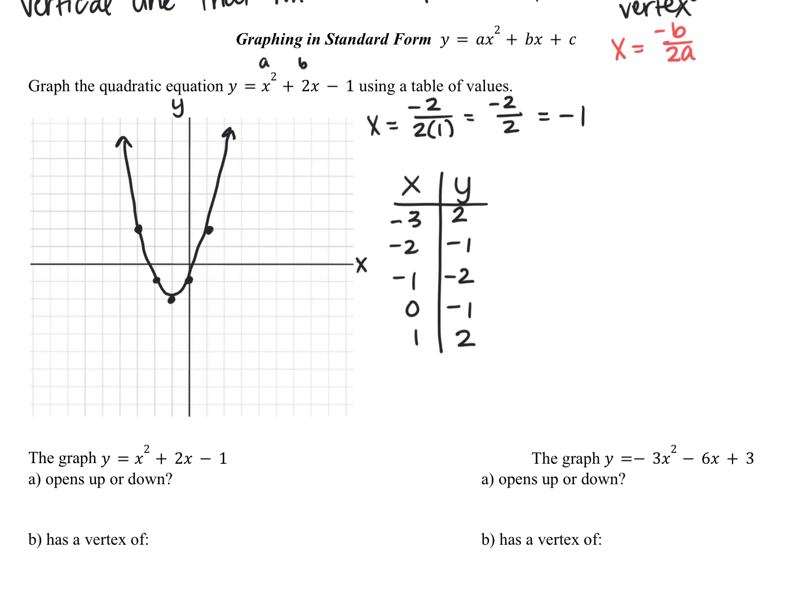Okay. Now, based off this graph, I can now identify some information. So the first thing I want to know, does it open up or down? And I can tell that it opens up. Okay, I also, because I've graphed it, can identify the vertex. I already knew the x value of my vertex was at negative 1, and now I know my y value is at negative 2.